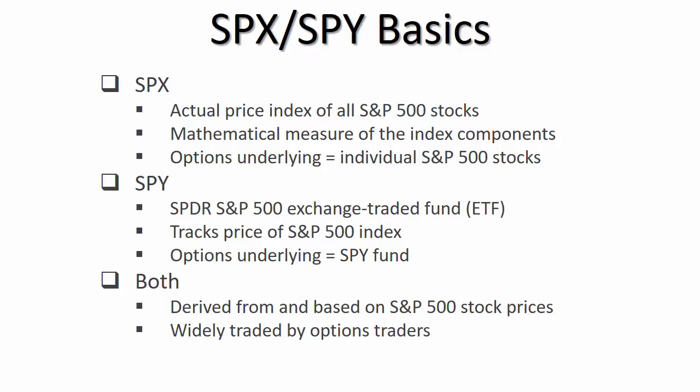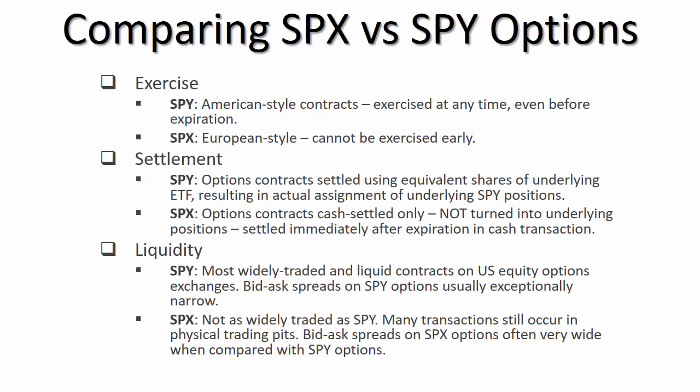The obvious similarities are that both the SPX and SPY are derived from and based on S&P 500 stock prices, and that both are widely traded by options traders. But that's pretty much where their similarities end. Now here are some of their key differences that could make a major impact on your options trading.